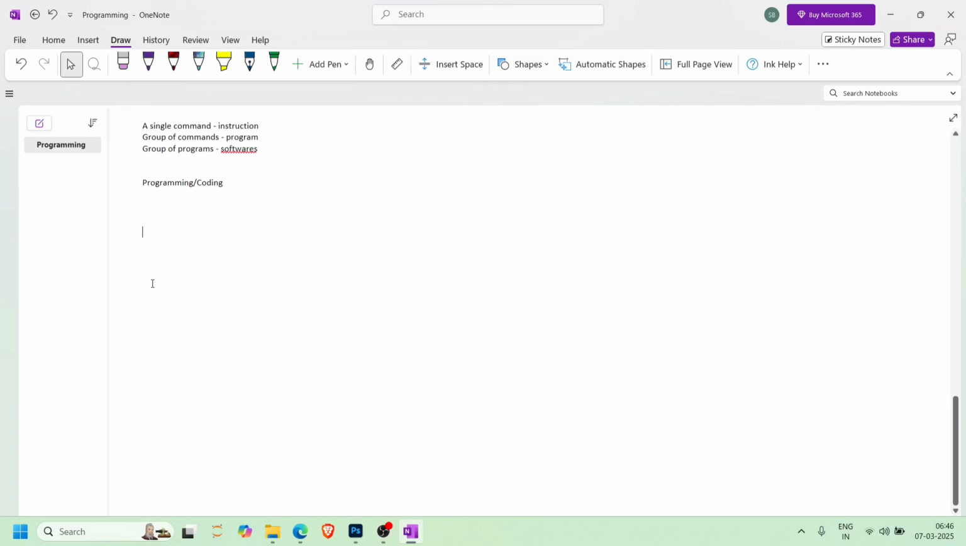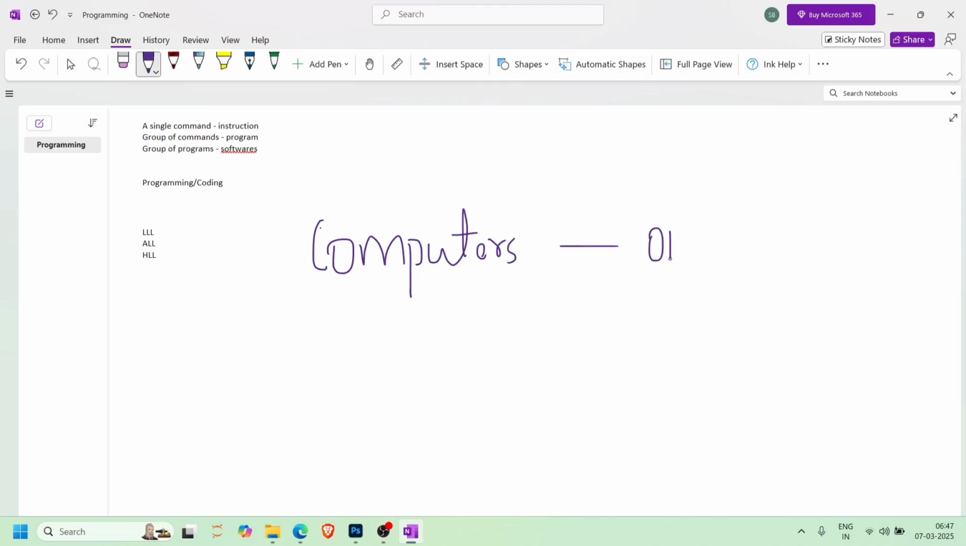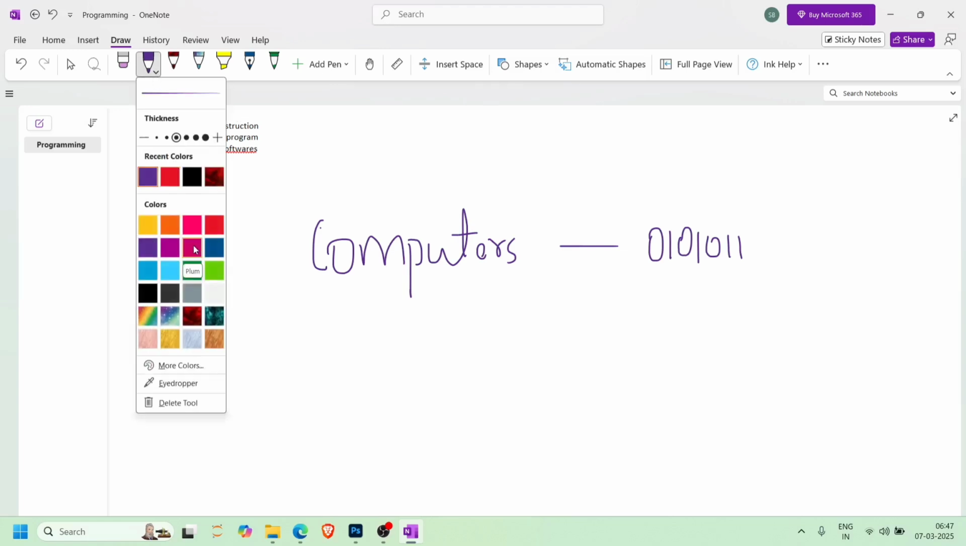After programming, we learn about three types of languages. The first one is low level language, the second one is middle or assembly level language, and the third one is high level language. So what do you mean by low level language? A low level language is understandable only by computers, and it is present in the form of zeros and ones.